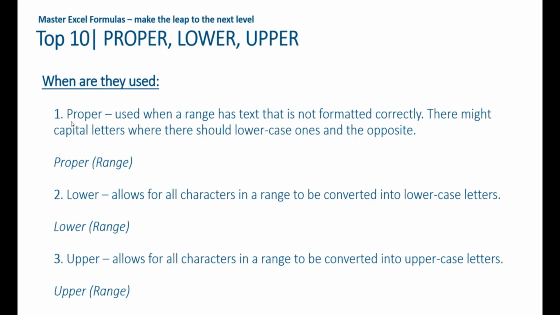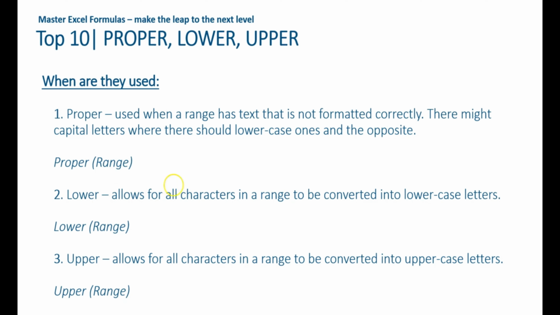The structure, again, very easy. We just need to select the range. Lower is basically what it does: once we select the range or the cell, it will convert all letters, all characters into lowercase letters. Whereas upper does the opposite.